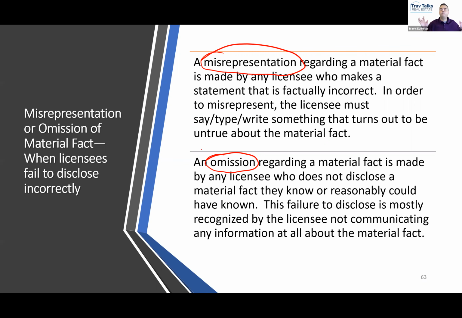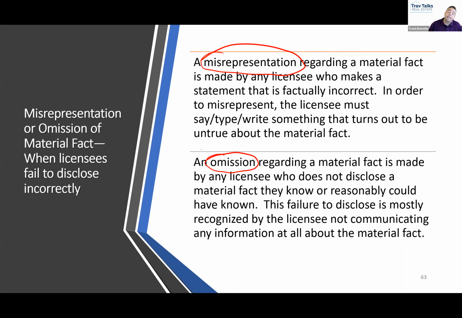A misrepresentation is wrong information. Now, remember, we're not talking about a seller misrepresenting here. We're not talking about a buyer misrepresenting here. We're talking about somebody with a real estate license. So what does it mean when somebody with a real estate license misrepresents a material fact? It simply means they've given wrong information. It doesn't matter why the information is wrong. It doesn't matter if it's their fault that it's wrong. It just matters that the information is wrong.